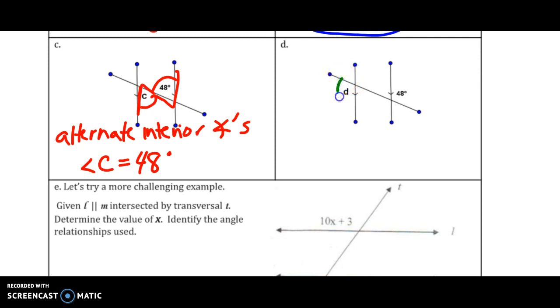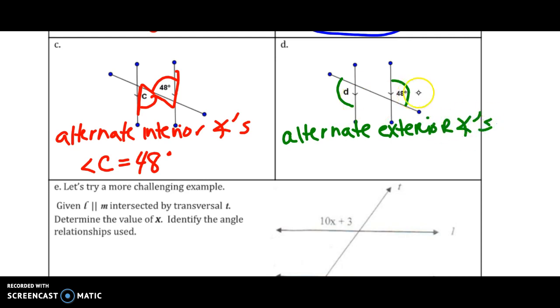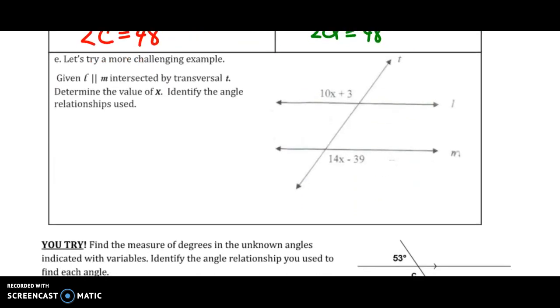So example D, we are given angle D here and 48 degrees here. These are outside of the parallel lines on alternate sides of the transversal, so these are alternate exterior angles. And because the lines are parallel, we know that angle D equals 48 degrees. So these are pretty basic. Let's try a more challenging example.